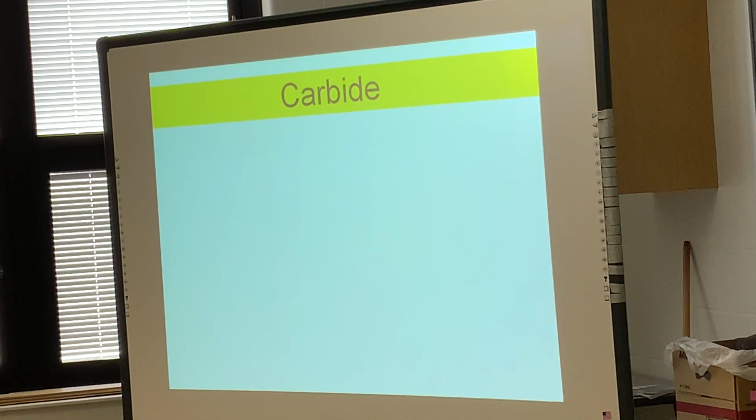Carbide is what? Negative 4. Group 14, negative 4.